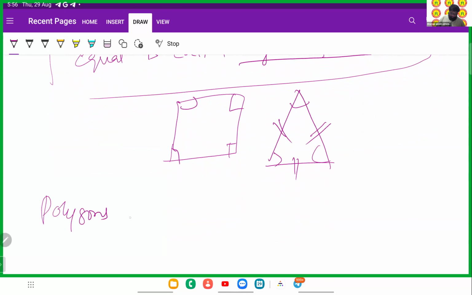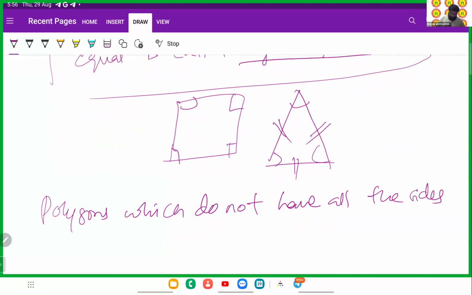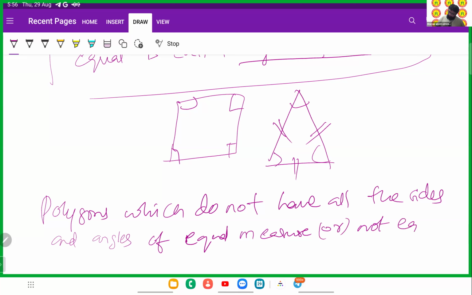Polygons which do not have all the sides and angles of equal measure, or you can simply say are not equal, then that is an irregular polygon.